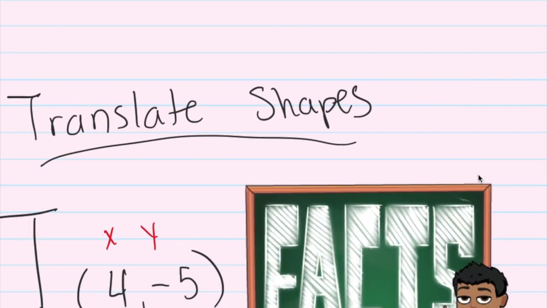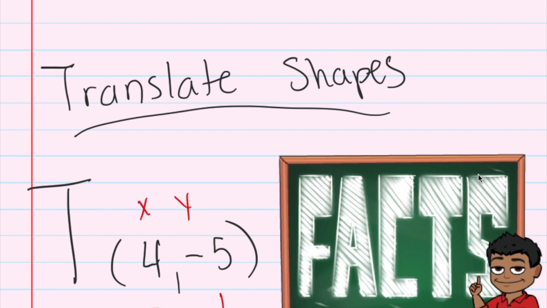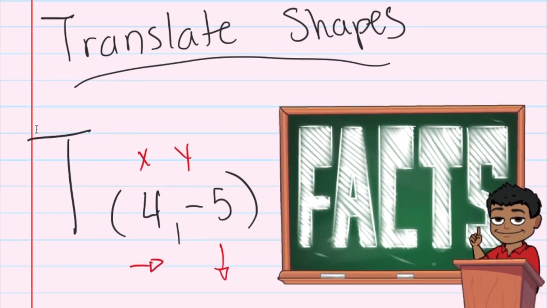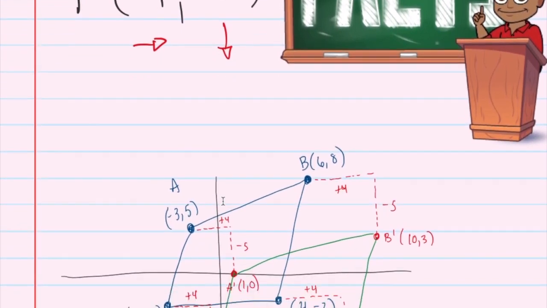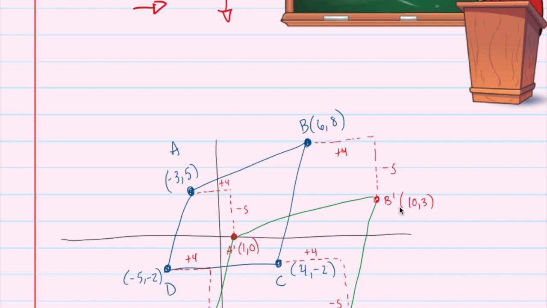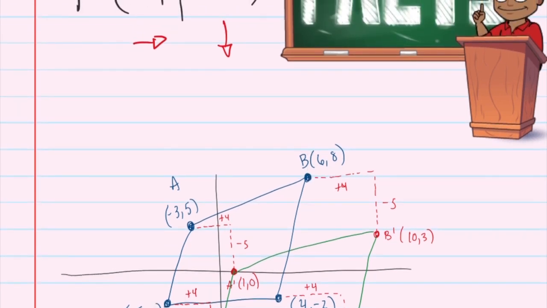Now, what about shapes? Like I said, if you had a point like (4, -5), whenever you have a little T in front of it, that means it's a translation. That 4 is telling you you're going to move 4 to the right, and that -5 means you're going to go 5 down. Now look at these shapes. It also means the same thing. You see a 4, it's a +4.